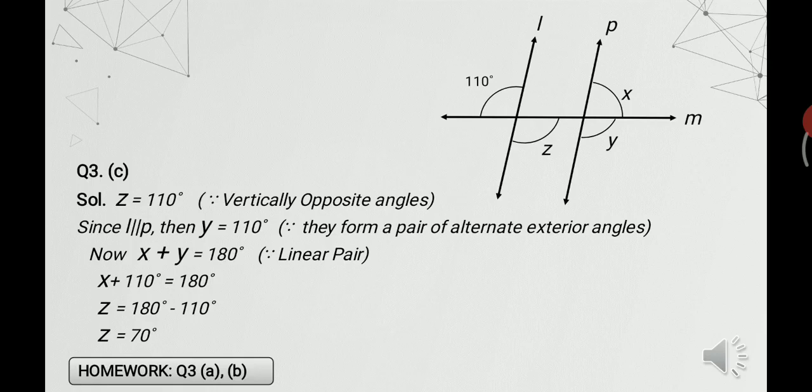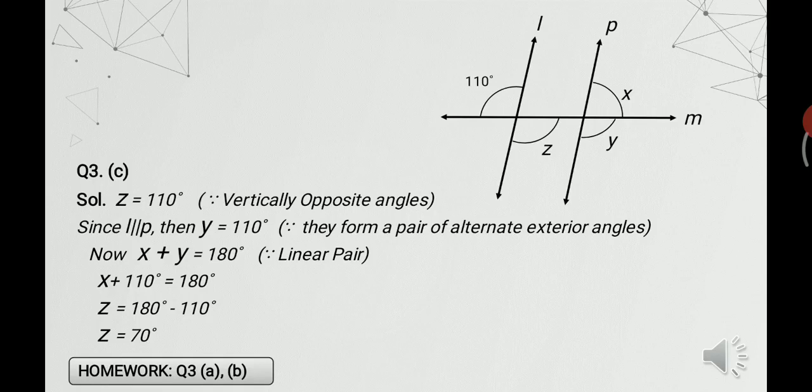But you can also approach another method over here. You can see y and z form a pair of corresponding angles. Since we have already proved that z is equal to 110, that way also we can say y is equal to angle z and z is equal to 110. So that way also you can get the value of y, which is 110. So you can approach any method over here.